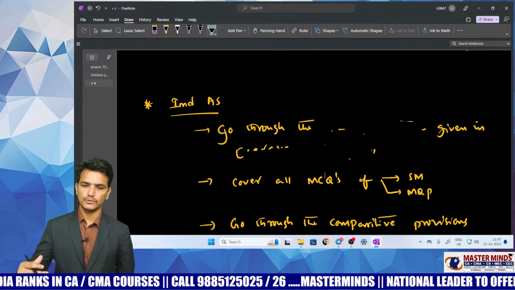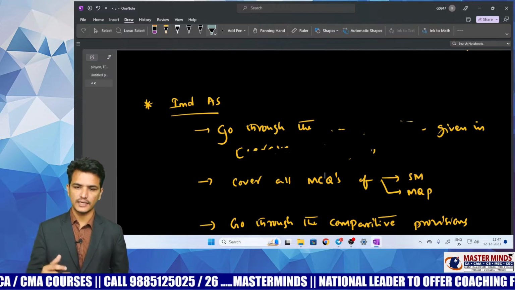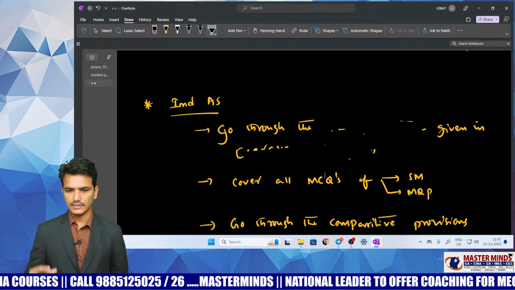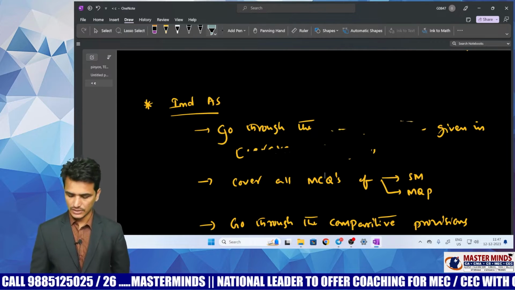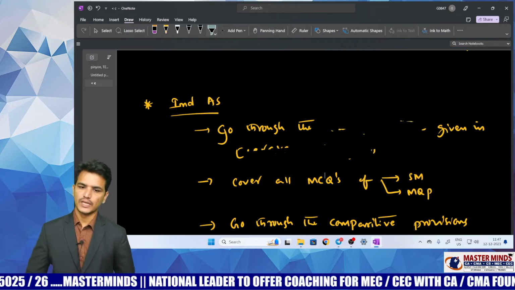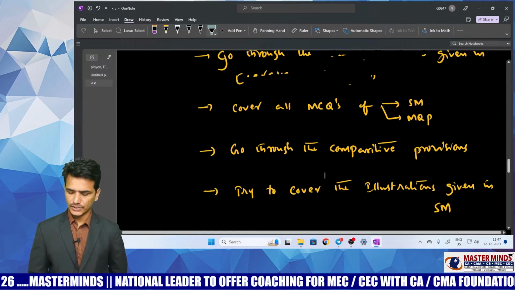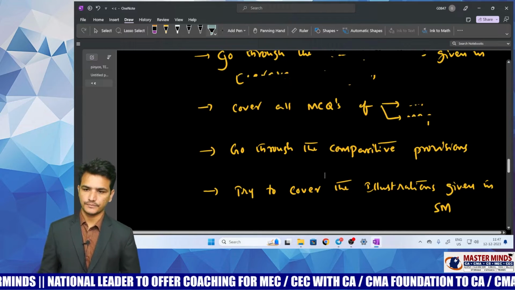If you are not in a position to answer those theory questions, go and refer to the corresponding Ind AS. The theory questions are going to play a crucial role in the public examination. So go through the theory questions given in the exercise problems of the study material. And next, cover all the MCQs given in the study material and also the MQPs.